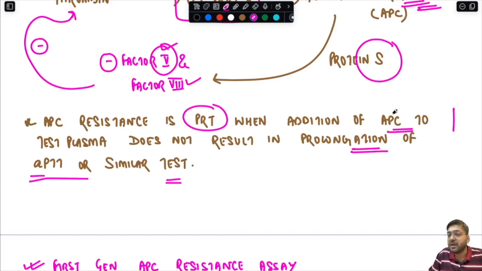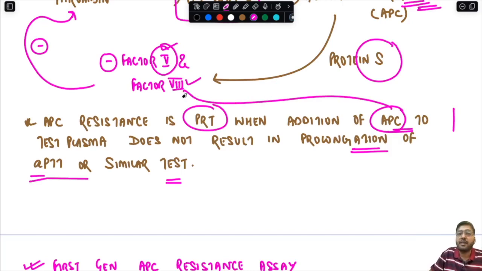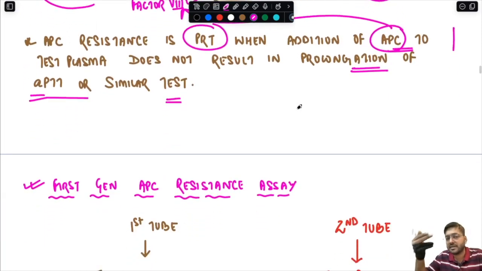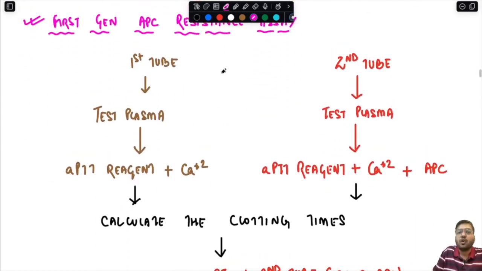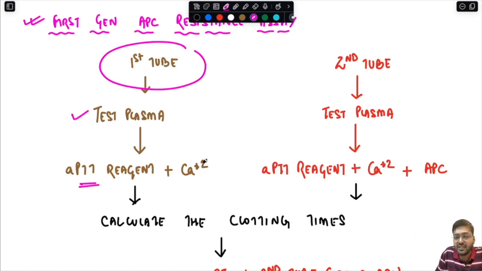That means the activated protein C that we are adding to the patient's plasma is not able to inhibit factor 5. Why? Because there is some kind of resistance. So prolongation of APTT or a similar test after addition of activated protein C to the patient's test plasma is indicative of APC resistance. There are two important assays over here: the first generation APC resistance assay and the second generation APC resistance assay. So let us see how we carry out this particular test. In the first test tube, you are placing the test plasma and adding the APTT reagent along with the calcium.